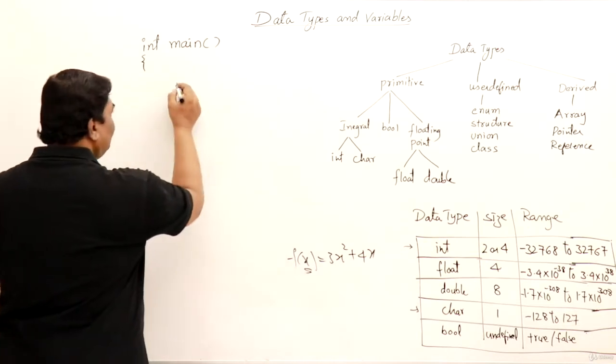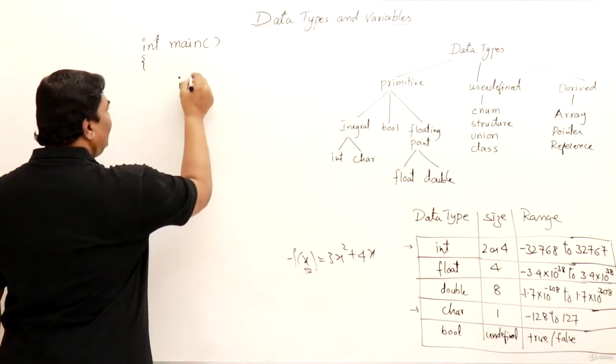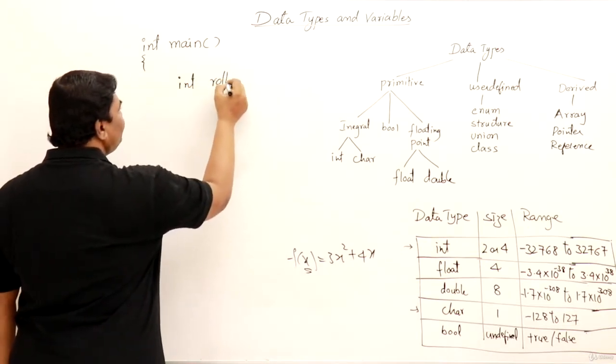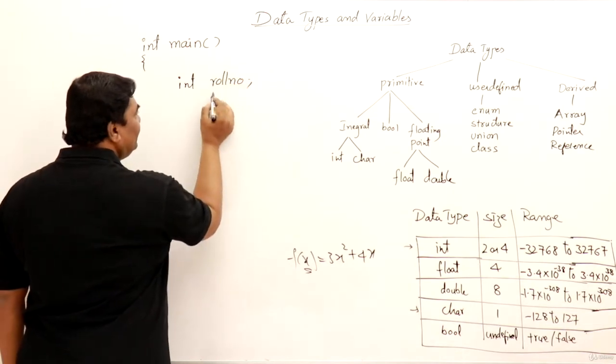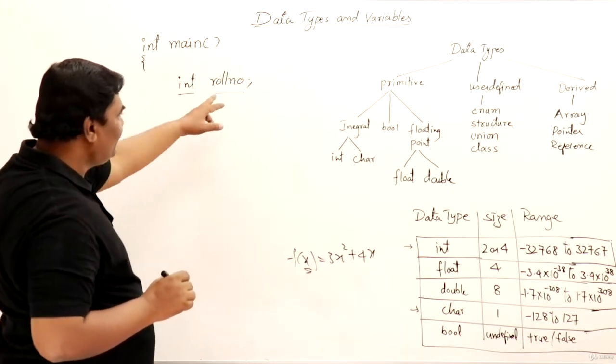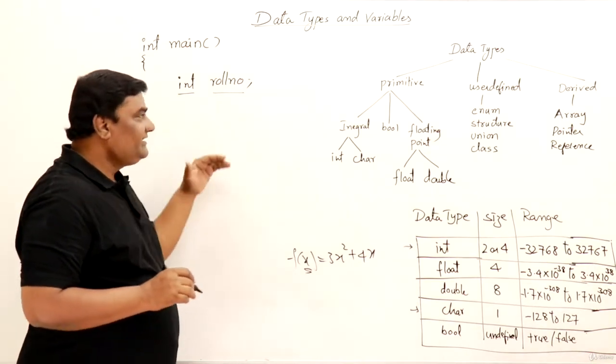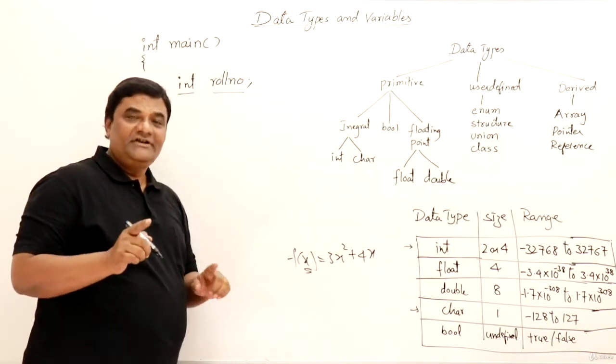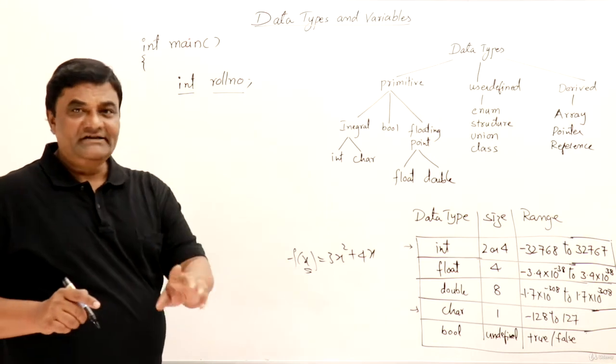So I'll take a variable of type integer. So this is the method of declaring a variable. This is a variable name and this is the data type. So you have to declare the variable before using it in the program. So every variable must be declared and then only it is used.